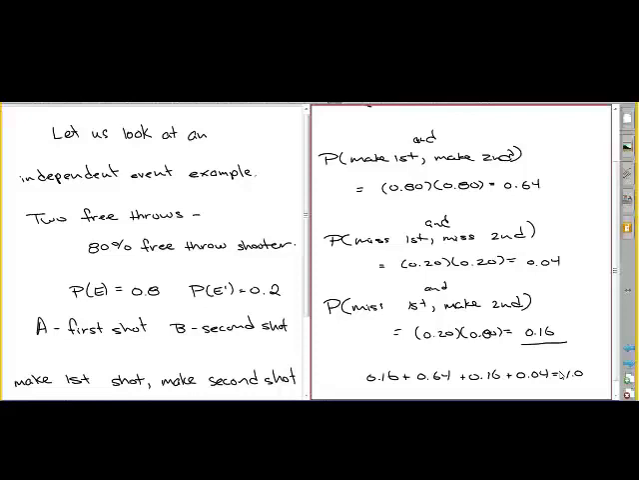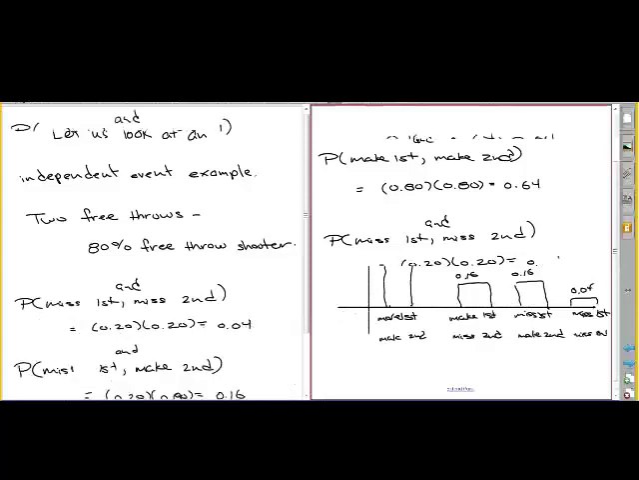16% of the time I make the first and miss the second. 16% of the time I'd miss the first and whatever the opposite was. I already forgot what it says. And there would be only a 4% chance that I would actually miss both of them, which is pretty small. I mean, that's only 4% of the time.